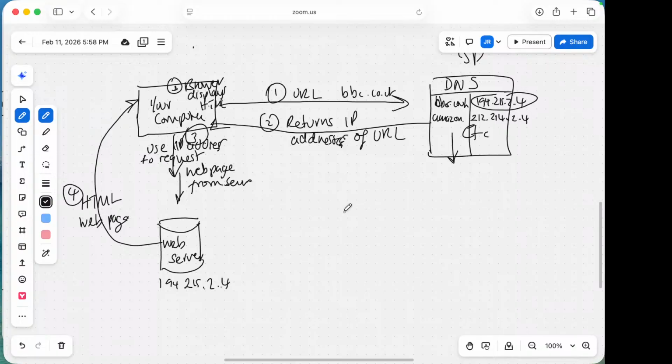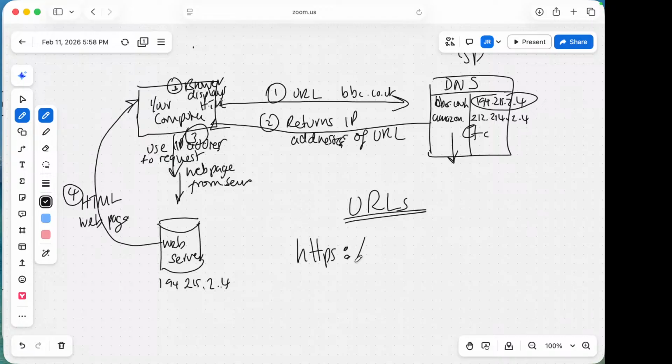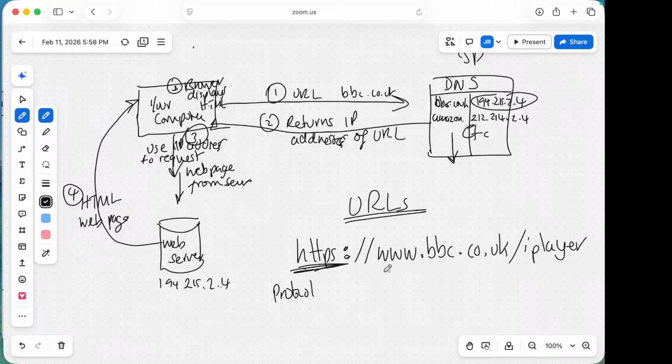Now, just to go back to URLs, let's have a look at URLs. Remember that we've got a protocol. So that's our protocol here. And obviously, if it's a web page, then it's going to be HTTP or HTTPS. And then we've got the website. So it could be www.bbc.co.uk, and then /iPlayer, for example. So this bit here, this is the domain name.